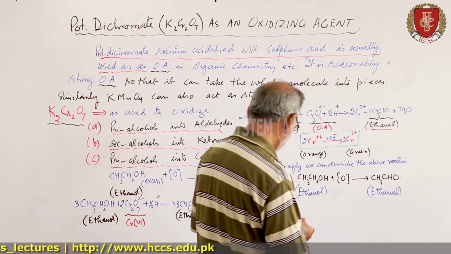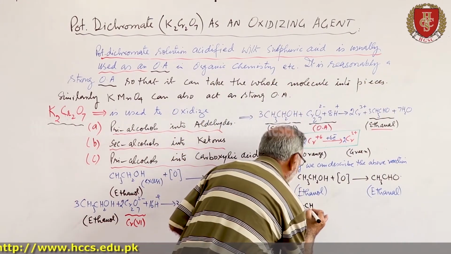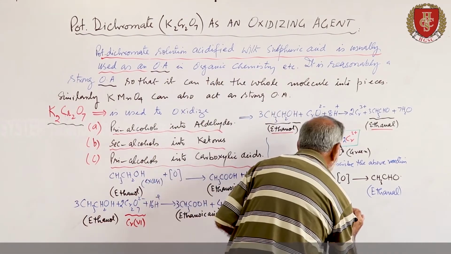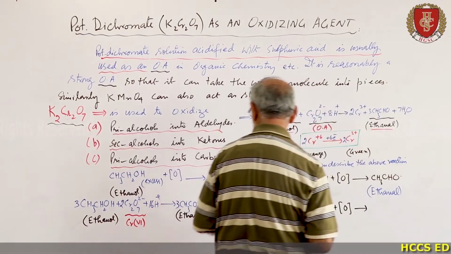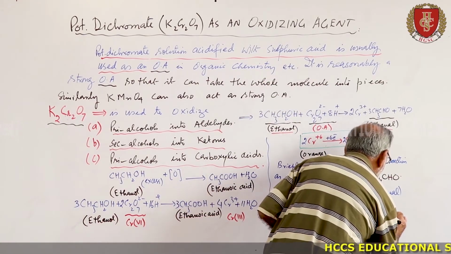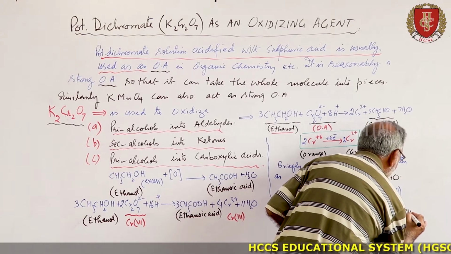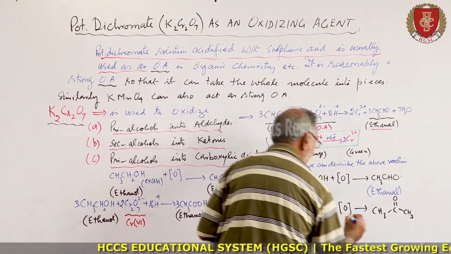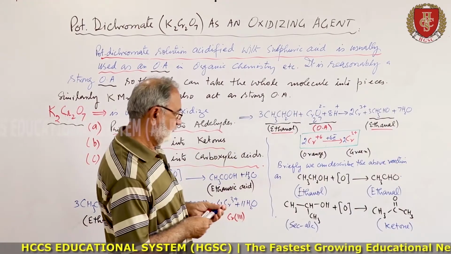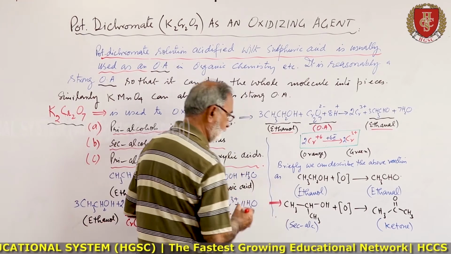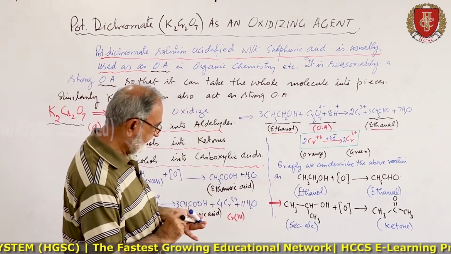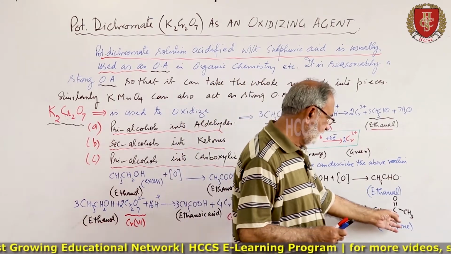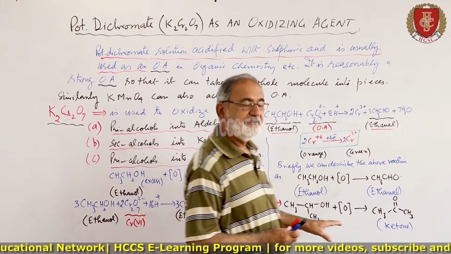Similarly, if we have CH3CHOHCH3, this is a secondary alcohol, and we oxidize it into a ketone, CH3, C double bond O, CH3. So this is a secondary alcohol and this is a ketone. So we can also represent this as 2-propanol into acetone or dimethyl ketone.